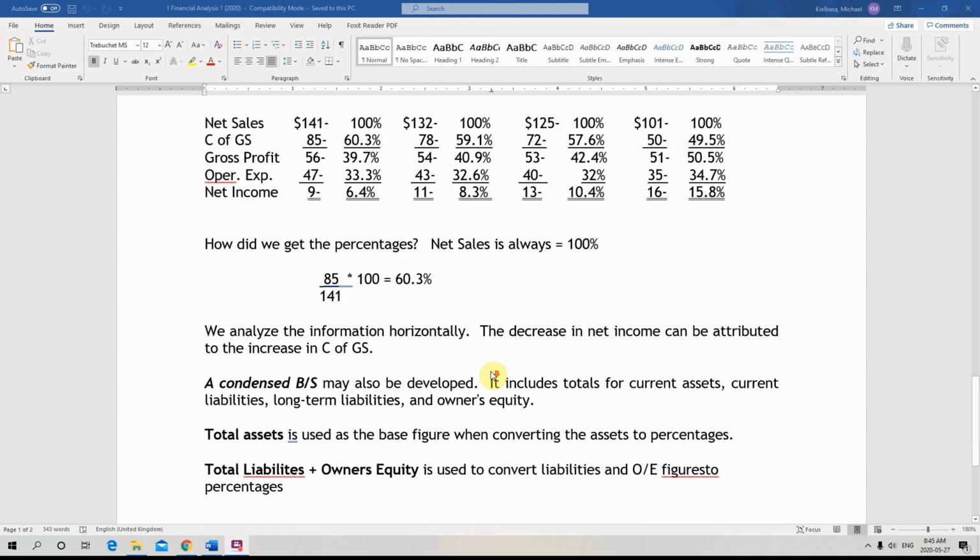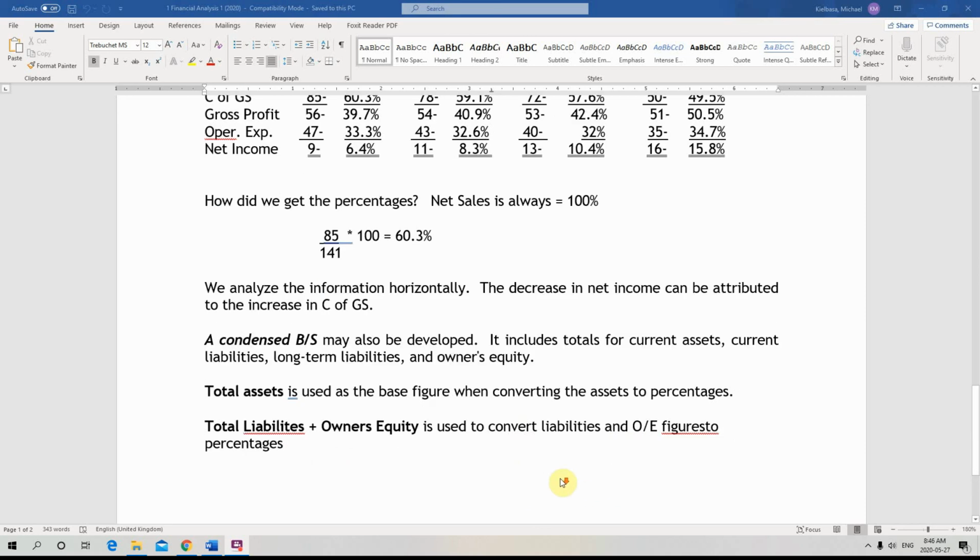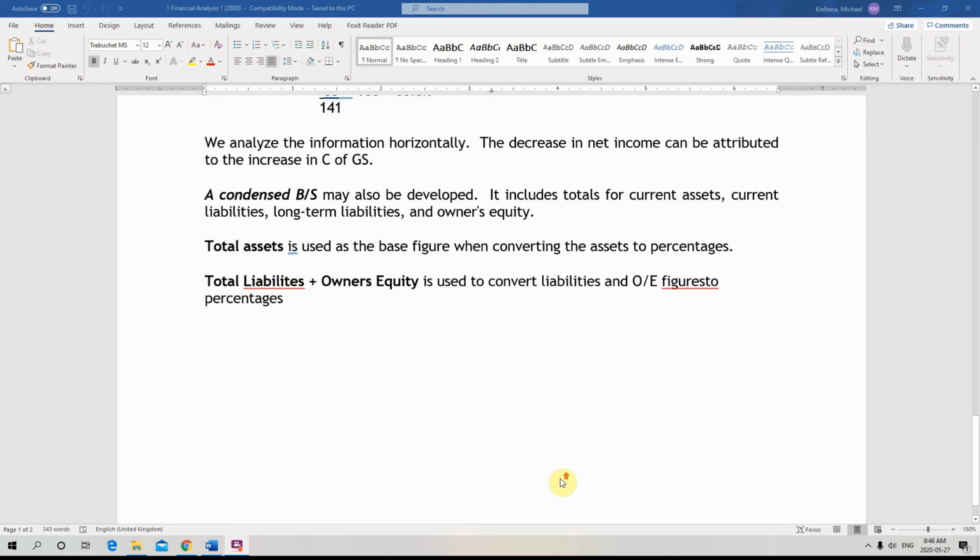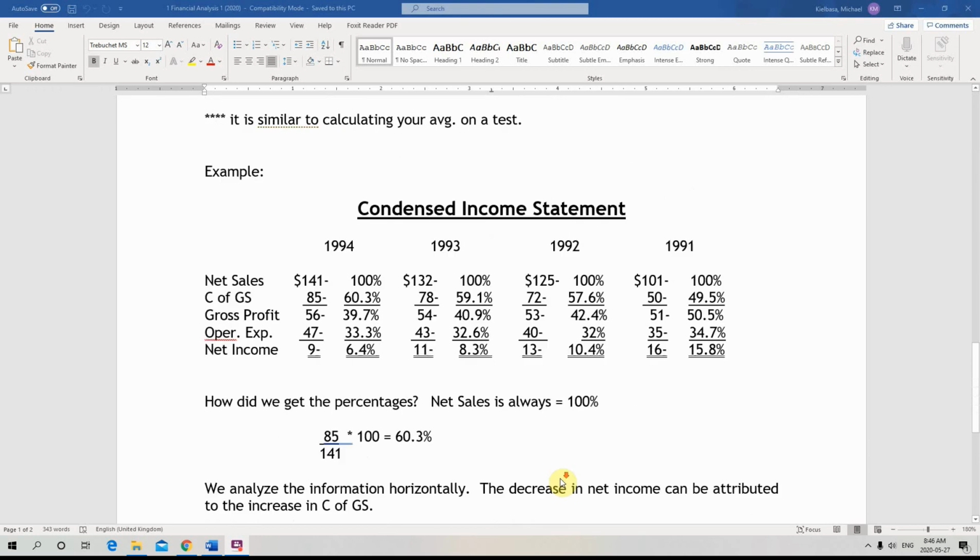All right. Now we can also analyze a balance sheet. A condensed balance sheet includes totals for current assets, current liabilities, long-term liabilities, and owner's equity. When we're using a condensed balance sheet, total assets is used as a base figure when converting the assets to percentages, and total liabilities and owner's equity is used to convert liabilities and owner's equity figures to percentages. All right, so hopefully that helps and you understand it.